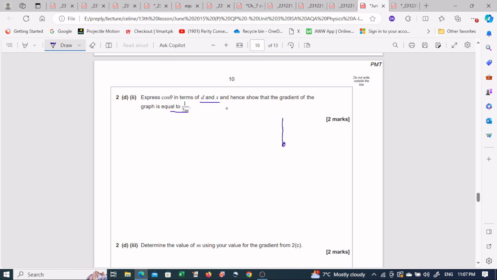In order to find the cosine theta, this length is x, and this length is the force, equal to mg. This angle is theta. Similarly, on this side the angle is theta, so this is also equal to m. Now this length is x, and this length is d. From here to here, this length is d. Now we use simple trigonometry.